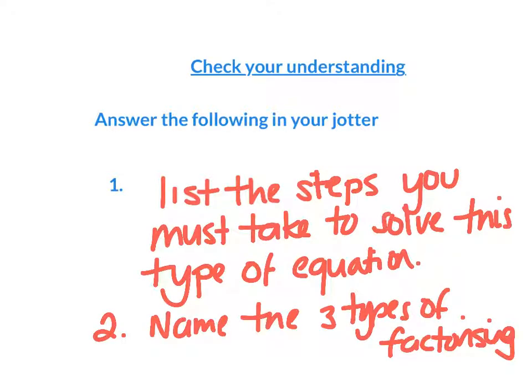Okay, just to check where we are, can you list the steps that you've got to take in order to solve this type of equation? And can you name the 3 types of factorising? And if there are any types of this factorising that you think you need a little bit of practice on, please use the Essential Skills exercise at the back of your book to practice those.